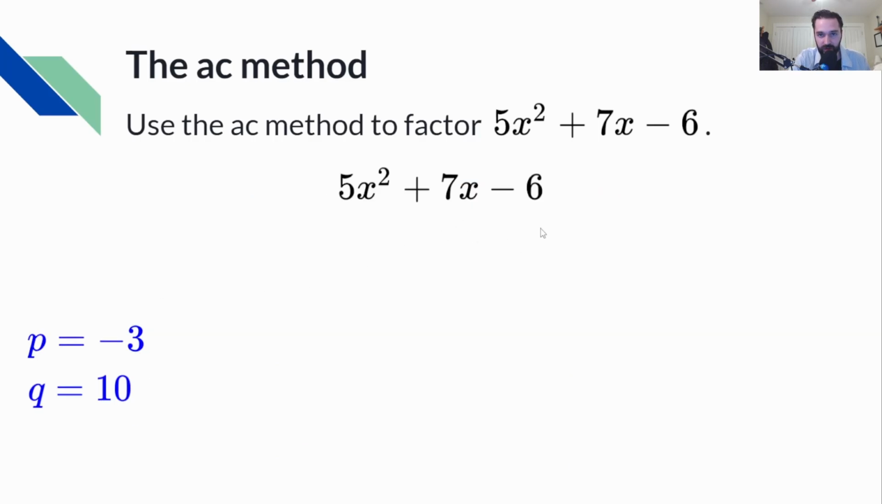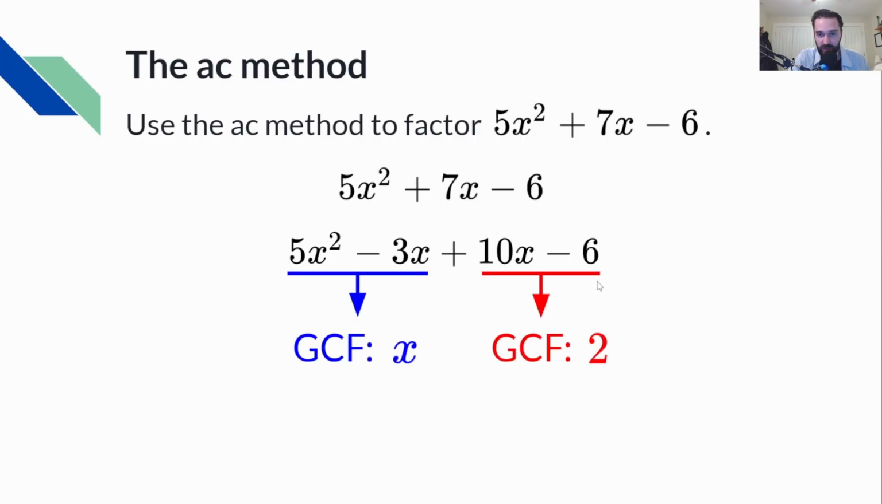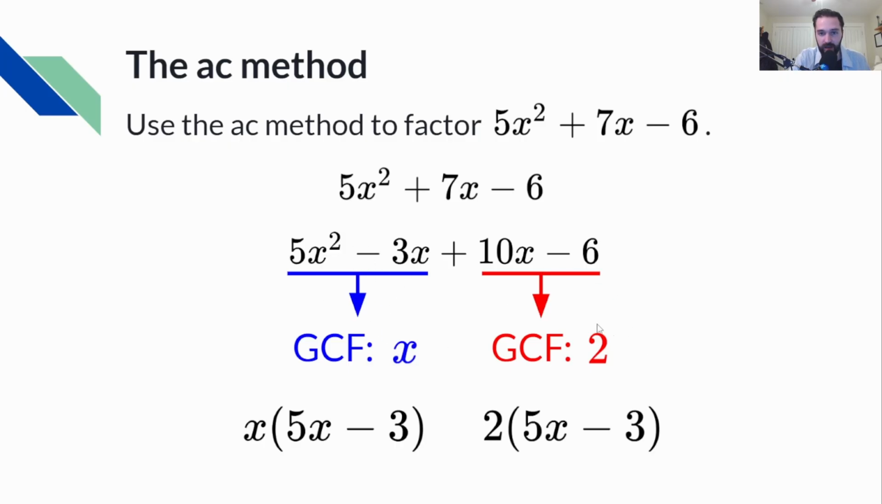So here's my trinomial. Here's the term we're going to split into two pieces. 7x becomes negative 3x plus 10x. Then we use factoring by grouping. The GCF of these two terms is x, and the GCF of these two terms is 2. So let's factor out x here, and we're left with 5x minus 3. Those are the two blue terms. And here we factor out a 2, and we're left with 5x minus 3. That's the factored form of these terms in red here.